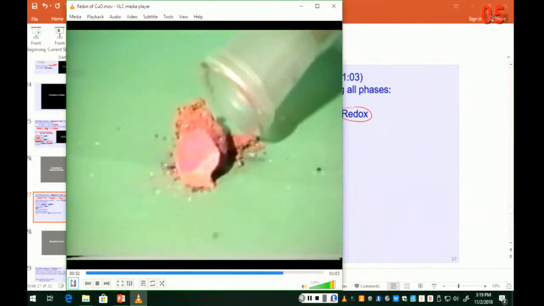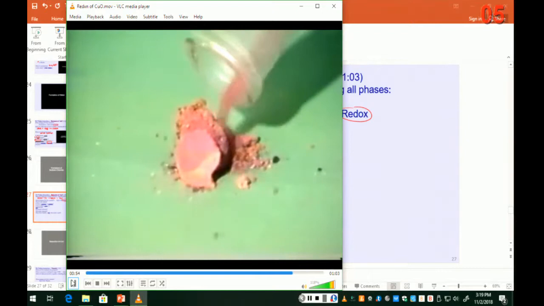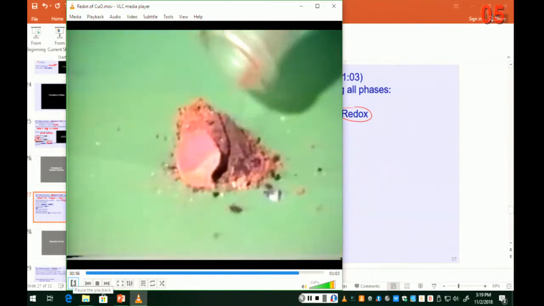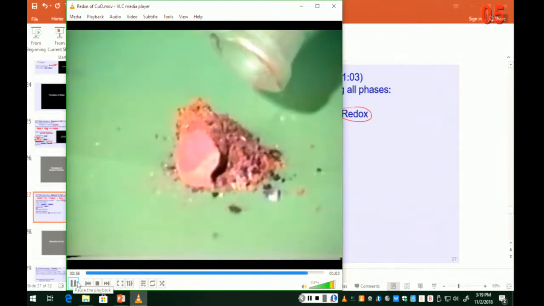When we tip out the mixture at the conclusion of the experiment, we can see that it is now red-brown due to the copper produced by the reduction of copper oxide.